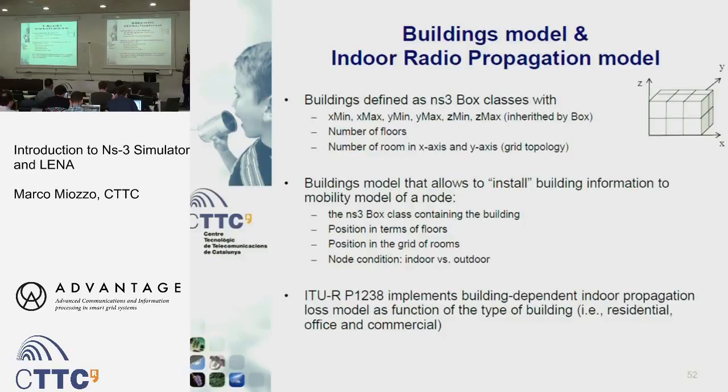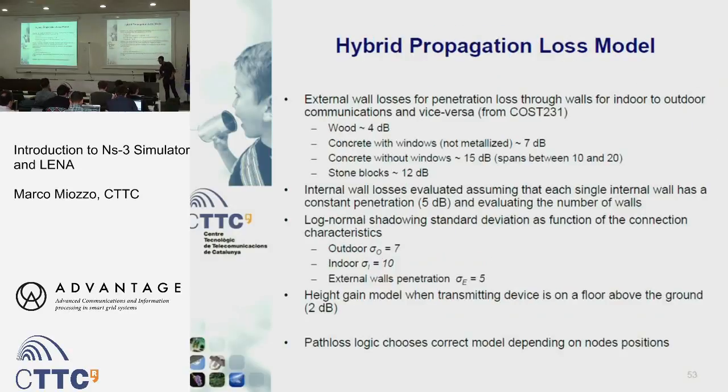So that is a model that implements the building-dependent indoor propagation model, including the number of losses and the type of building. Because we also consider outdoor to indoor communication, it is a hybrid propagation loss model. In this case, you might have different external losses depending on the walls. These are numbers taken from COST 231. For instance, for a wall of wood, concrete with windows, or stone blocks, as you can see, these are already taken into consideration.